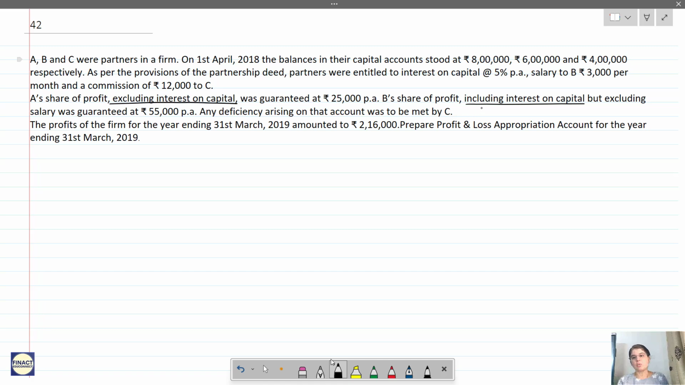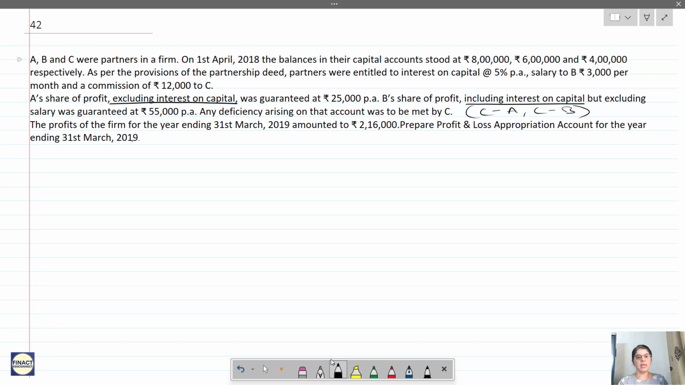So this is partner to partner. C has given a guarantee to both. C has given a guarantee to A also, and to B also. Okay, partner to partner guarantee. C has given A a guarantee that after giving your interest on capital, your profit share should be 25,000. Whereas for B, C has guaranteed that your interest on capital plus profit should be 55,000.